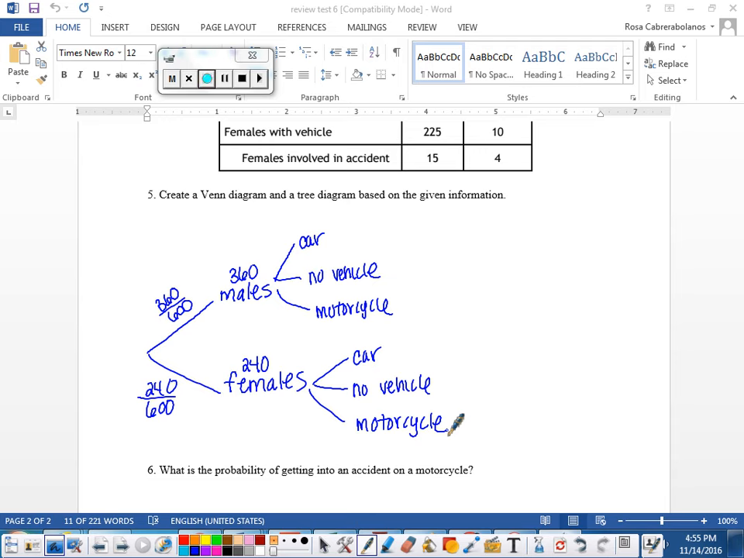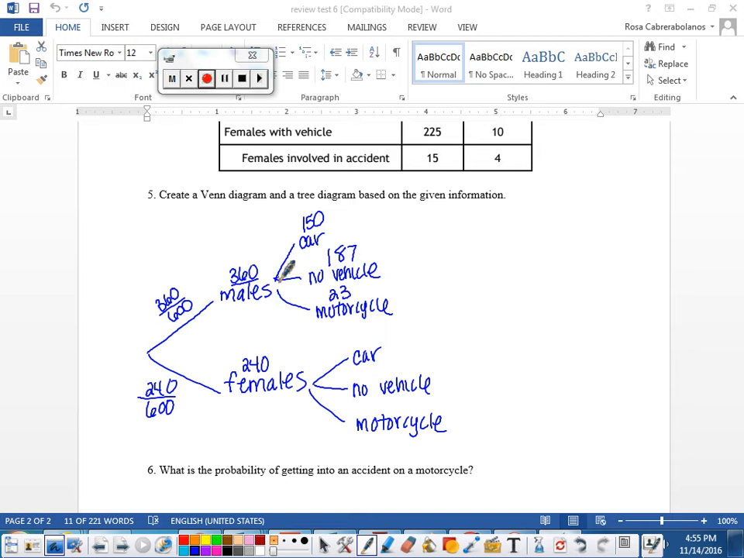If I look at my chart, there are 150 males with a car. There are 23 males with a motorcycle. But I did have 360 males. If I add 150 plus 23, that's 173. But I have 360 males. That means I have to subtract it from that to see how many didn't have a vehicle. I do believe that's 187. Okay.